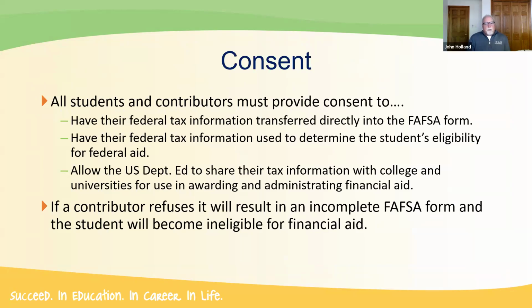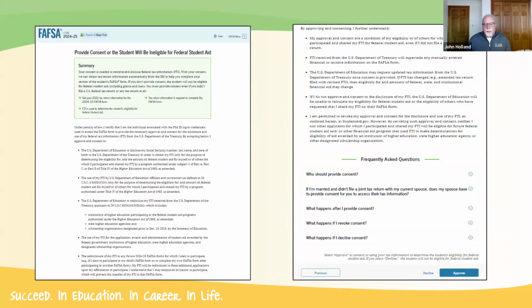Now, when you go through the application, both the student and the contributors must provide consent to the Department of Education to have their tax information downloaded into the application and looked at in determining what the student's eligibility is. And providing consent is really just a matter of clicking a button in the lower right-hand corner. There's lots of information that you would read, but basically it just says that you're providing consent and approval for the Department of Ed to access that information to determine the student's eligibility.